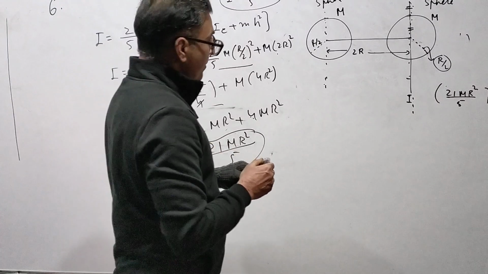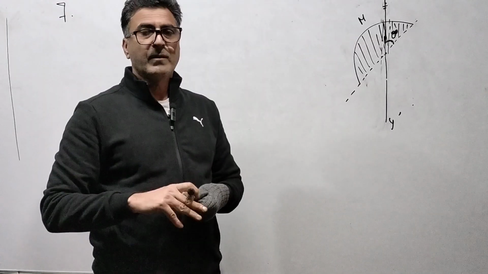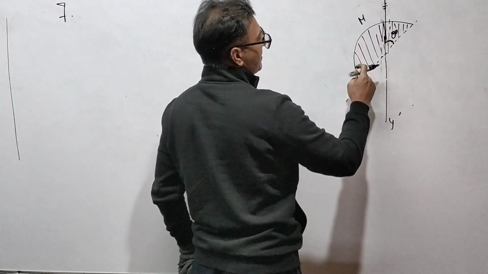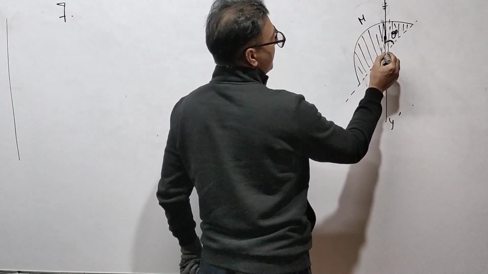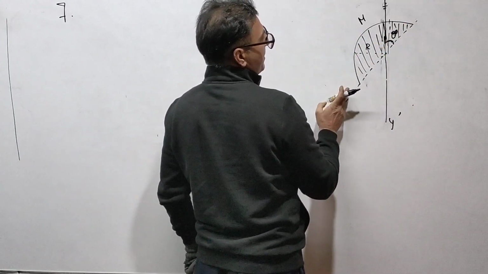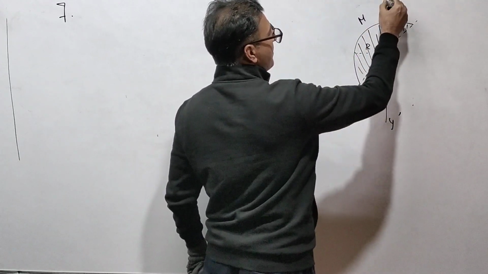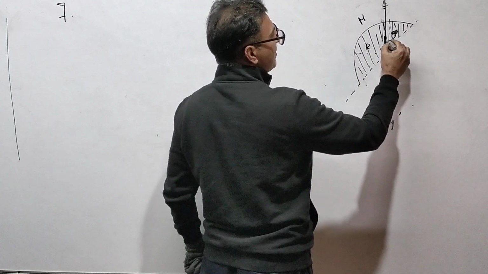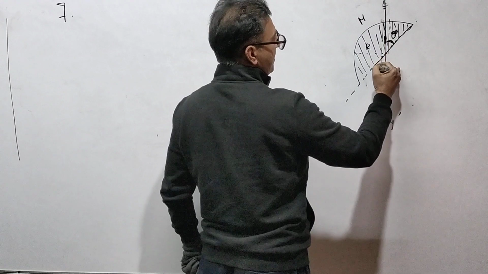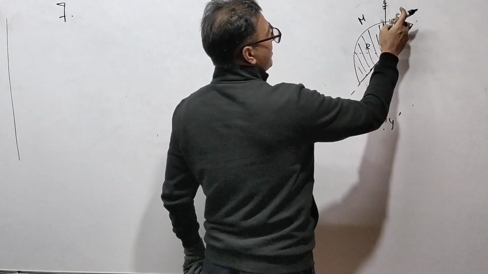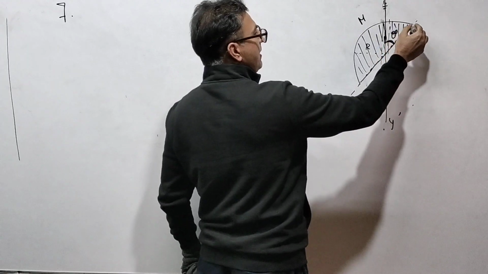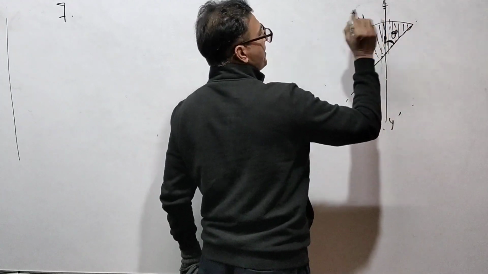Now let me go to the 7th problem. This is the 7th problem, and the problem is like this. It's a half disk with mass m and a radius r. Only half disk, and we have to find the moment of inertia about this axis, making angle theta with its diameter, with this line.